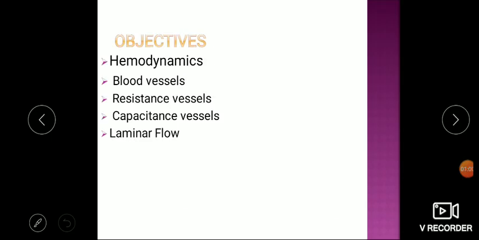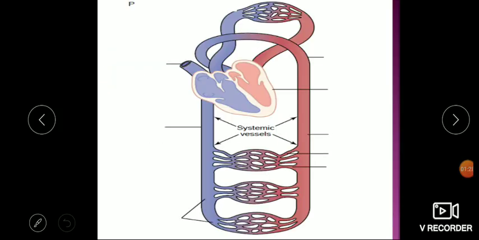Now the objectives of today's talk are: we'll learn what hemodynamics is, what the different types of blood vessels are, in that what the resistance vessels and the capacitance vessels are, and what laminar flow is. A few more parameters are there for hemodynamics, like Laplace's law, Windkessel vessels, and Poiseuille's law, that we'll learn in the next lecture. So this is just a brief outline of the circulatory system.